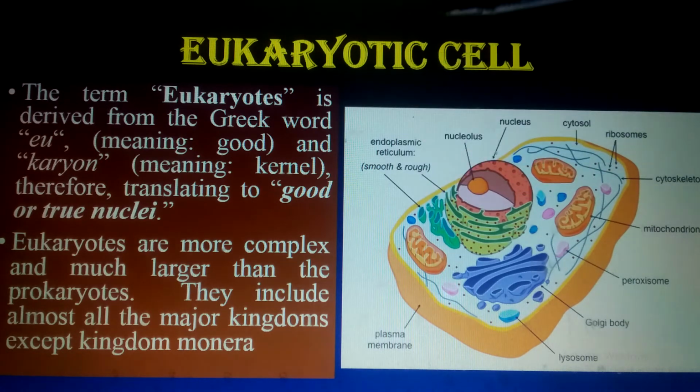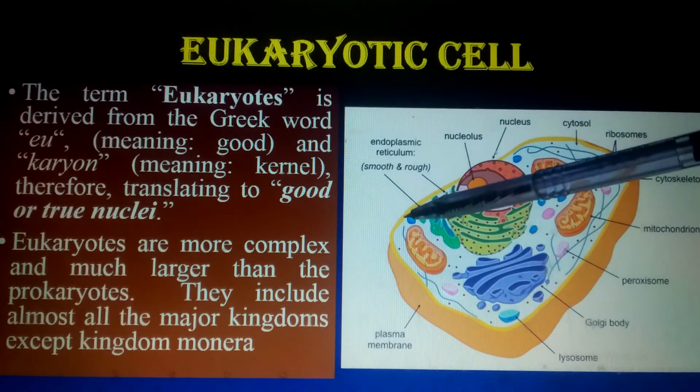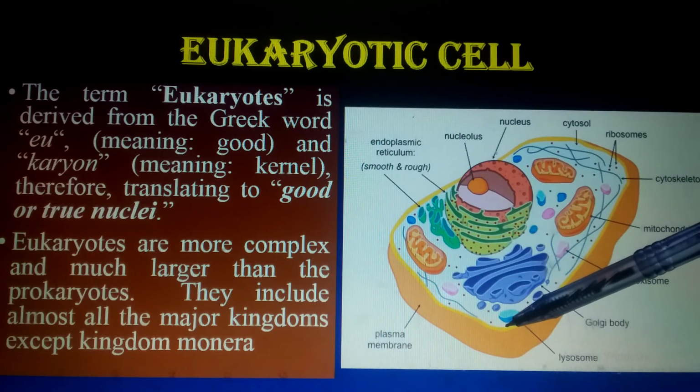In the case of the prokaryotes, there are no membrane-bounded organelles, just ribosomes, which are smaller in size, present in the cytoplasm, and no nucleus, but a nucleoid region which contains the single chromosome. But here, you can see the complete structure of the eukaryotic cell.